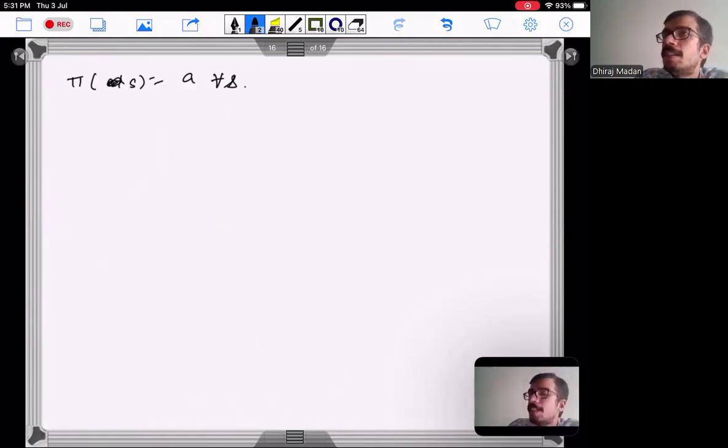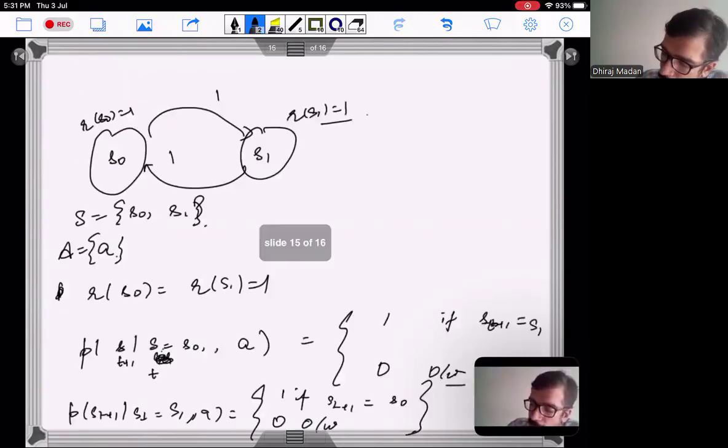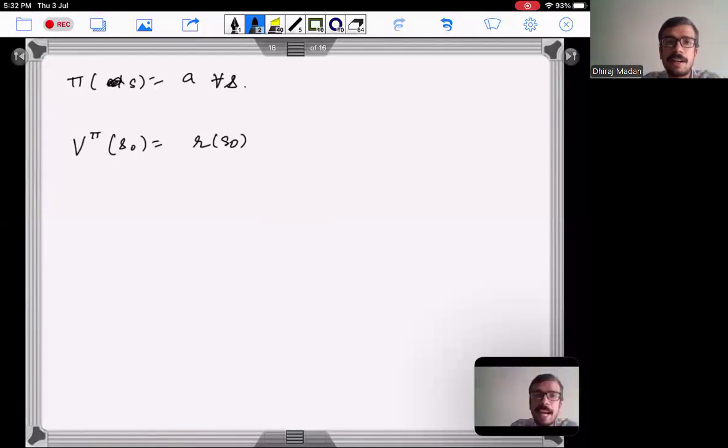Now let's write down the same Bellman equations. V pi of S naught is going to be R of S naught plus... let's have gamma equal to 1. We are trying to look at the case where gamma is 1, and ask what happens. My claim is that we need not always have a unique solution. In order to show that, I'm just giving one example.